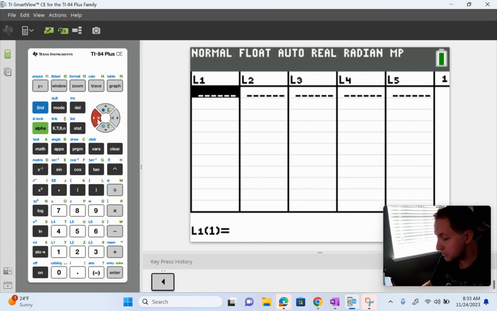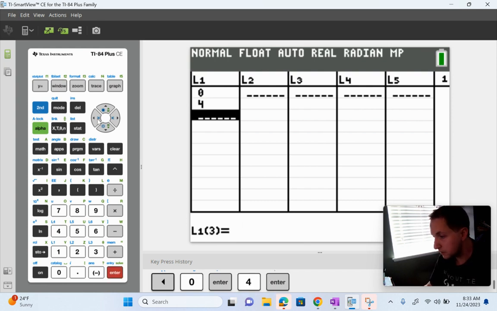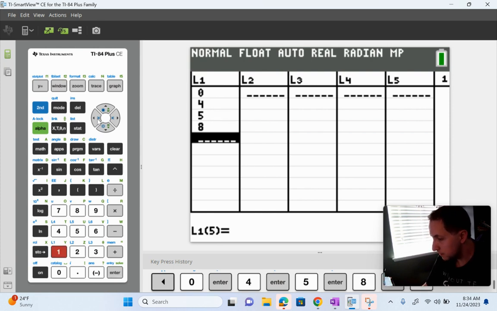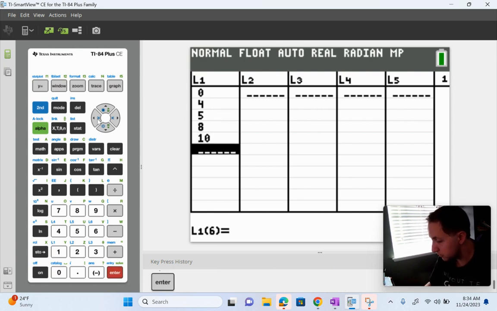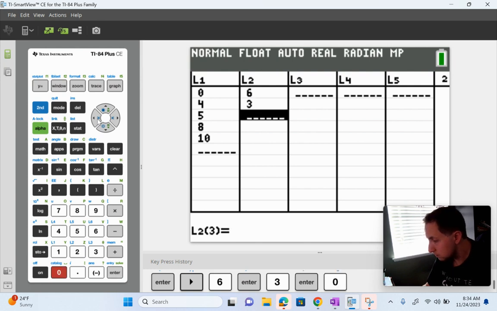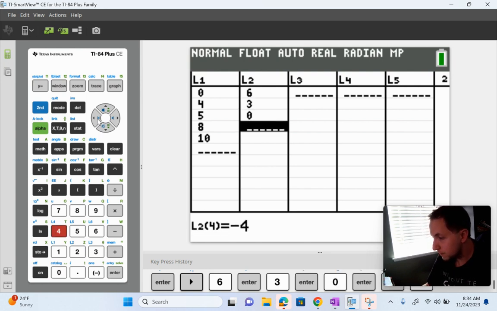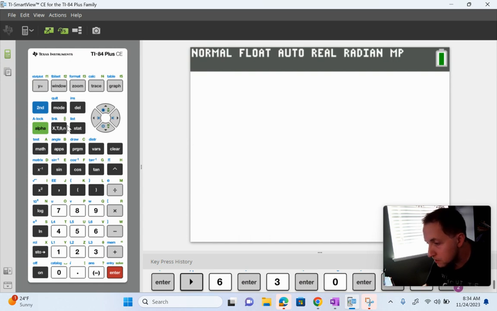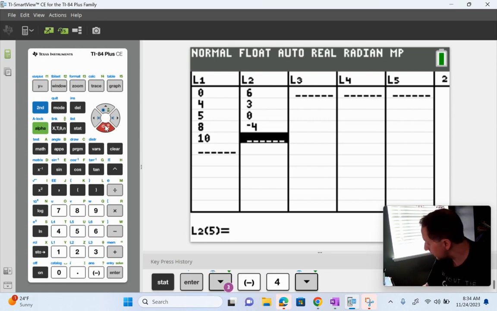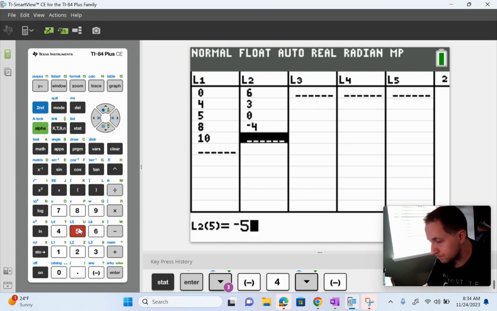And I'm just going to enter the X data first. I'm going to hit 0, hit enter, 4. I'm just entering the data points from the example. 5, hit enter, 8, hit enter, 10, hit enter, and that should do it. Hit the right arrow and go to list 2 and enter the Y data. 6, hit enter, 3, hit enter, 0, hit enter, -4, hit enter. Oh, I think it treated it as a minus sign. Oops, because I'm using the keyboard. Yeah, you want to make sure that you're hitting the negative sign. There we go. -4, and the last one was -5. Okay, boom.